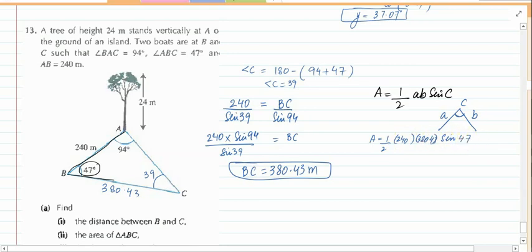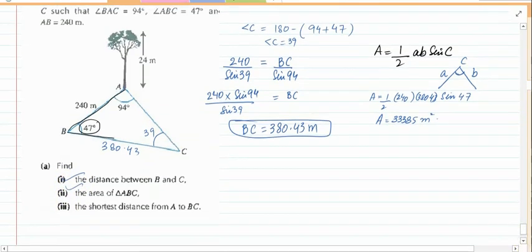Now you need to solve it. Sine 47 multiplied by 380.4 multiplied by 240 and divided by 2. So the area is 33385, and the unit is meter square. Right? Now you have the distance, you have the area.